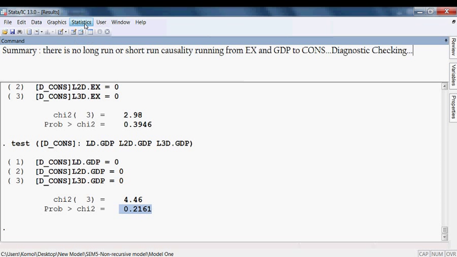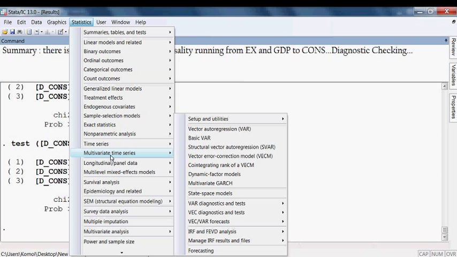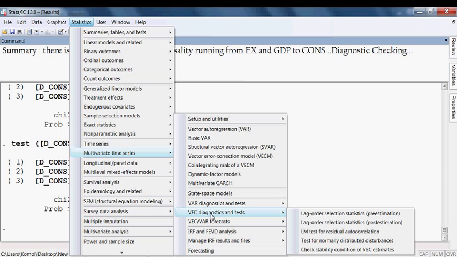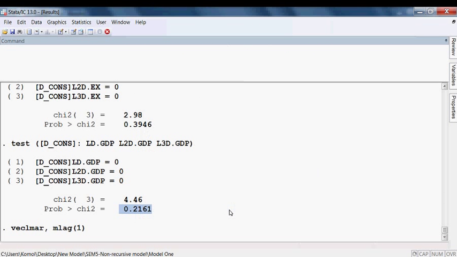How to check? I go to statistics, then I go to multivariate time series, then I go to the VEC diagnostic test. First I check autocorrelation, whether there is autocorrelation or not. I select it. Maximum order of lag I put 2. Even I can put 1 also. Suppose I take only 1. I press OK.